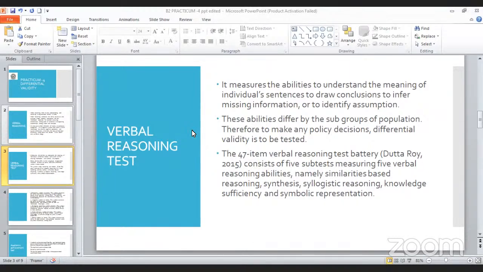So the verbal reasoning test measures the ability to understand the meaning of individual sentences, to draw conclusions, to infer missing information, or to identify assumptions. These abilities differ by subgroups of the population, and therefore, to make any policy decisions, differential validity is to be tested. This particular verbal reasoning test consists of 47 items, and it was developed by Dr. Rai. It consists of 5 subtests measuring 5 verbal reasoning abilities, namely similarities-based reasoning, synthesis, syllogistic reasoning, knowledge sufficiency, and symbolic representation.